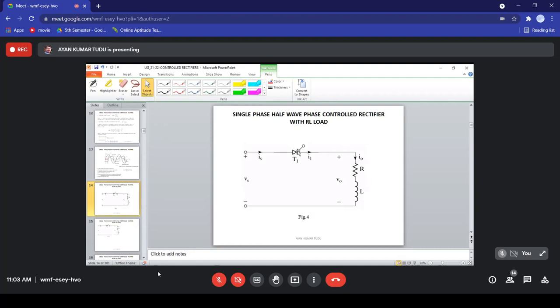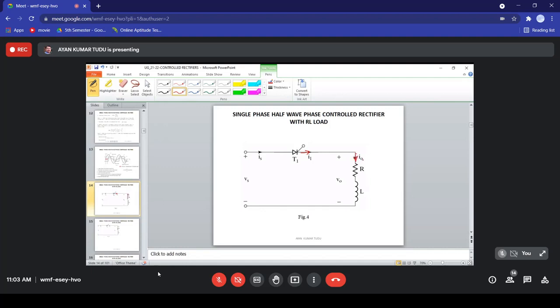When T1 is triggered, when T1 is on at omega T equal to alpha, by applying a suitable gate trigger pulse to T1 during the positive half cycle of the input supply, what will happen? The output voltage V0 across the load will follow the input supply voltage Vs when T1 is on. The load current will flow through the thyristor T1, that is IT1, and through the load in this downward direction.